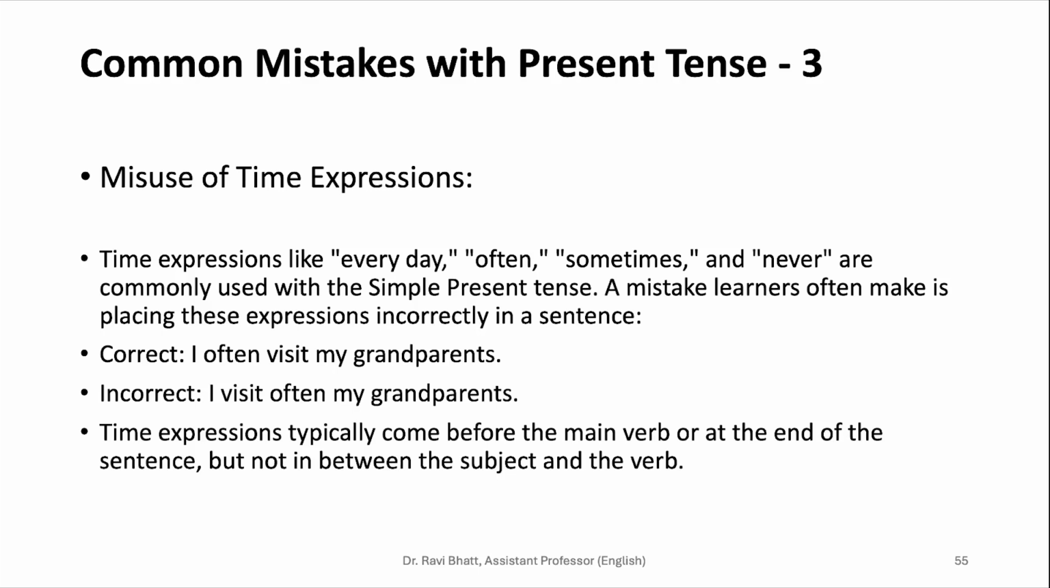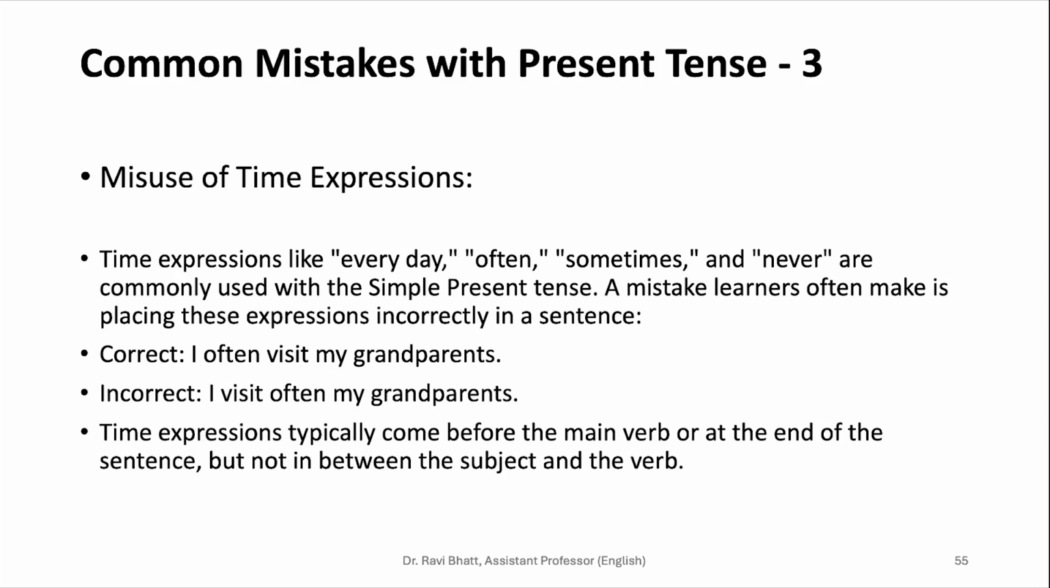Now, where do you put these words? Incorrect would be, I visit often my grandparents, or say, I visit my grandparents often. This would also not be correct. The correct variation would be, I often visit my grandparents. Always remember that in general, time expressions come before the main verb.